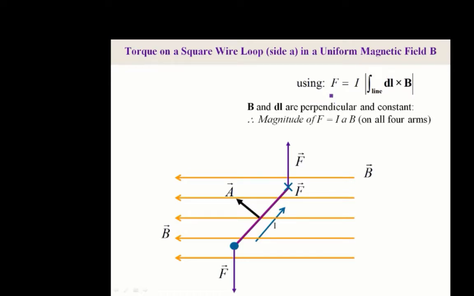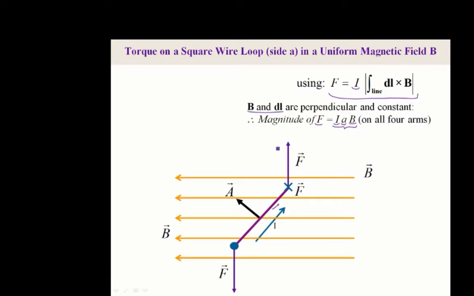We're going to use the force equation that we've used before and just look at the magnitude. It's equal to the magnitude of I, and then the integrand is this small vector dl crossed into B. And dl, of course, is an element of displacement along the direction of the current on the wire itself. The fact that B and dl are perpendicular to each other, and we can treat them as constants, means the magnitude of the force simplifies, and we just have the magnitude of the current, the length of one side of the coil, and the B field magnitude. All four arms have the condition that we just mentioned, so this force magnitude is what we have.